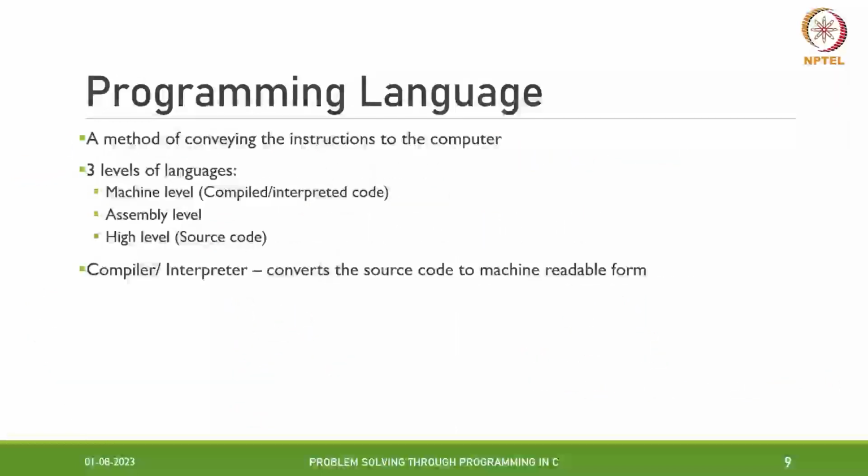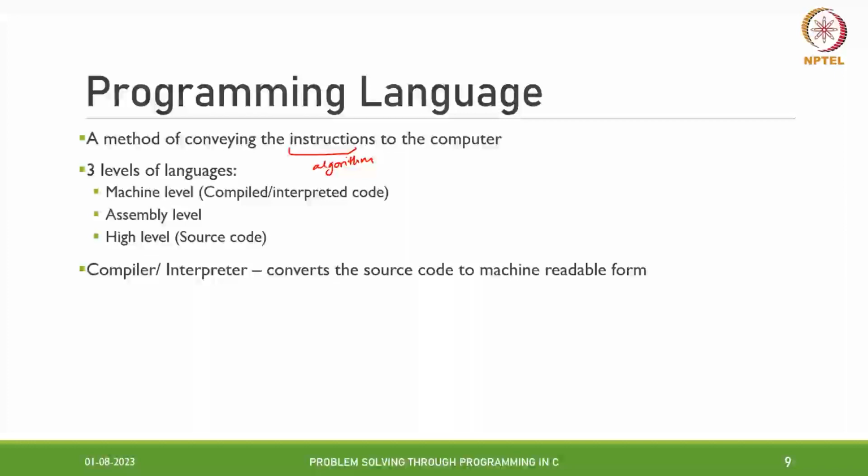Alright, so now let's briefly talk about programming languages. A programming language, like I said, is just a tool. It's a tool to convey the instructions, that is the algorithm, to the computer. So we have the set of instructions which we know as an algorithm. Now we want to tell the computer the algorithm. So the programming language is the tool that we use for telling the computer what algorithm we want to use.